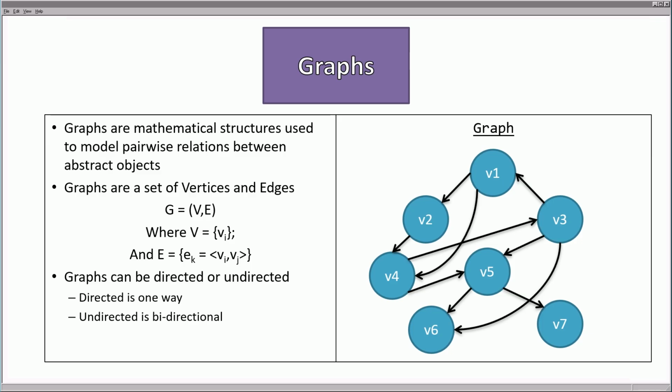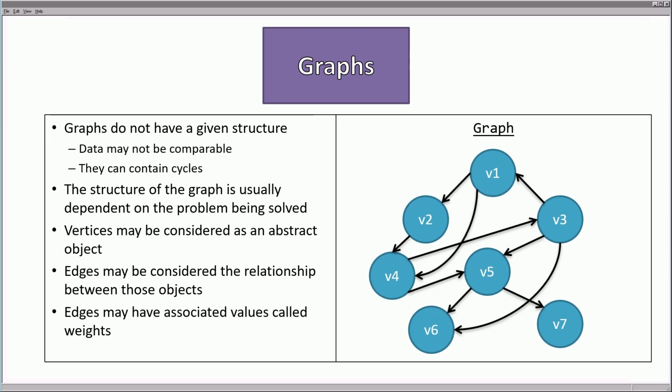The big element to remember about graphs is they are a way to establish relationships between objects. The arrows, the edges, are the relationships, and that's going to come up a lot. Now, as mentioned before, we've already taken a look at trees, which do have a given structure. Binary search trees definitely have a predefined structure, and the same thing for heaps. However, graphs do not have a given structure. The data in a graph may not be comparable.